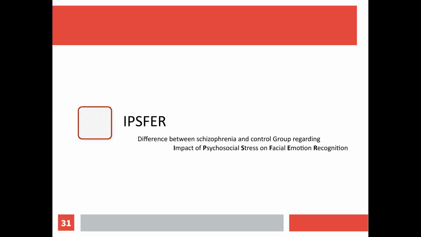Research indicates that individuals with schizophrenia exhibit distinct differences in facial emotion recognition under psychosocial stress compared to control groups. These differences may be linked to altered stress responses, affecting their ability to accurately interpret emotional cues. Understanding these variations is crucial for developing targeted interventions to improve social functioning in schizophrenia patients.